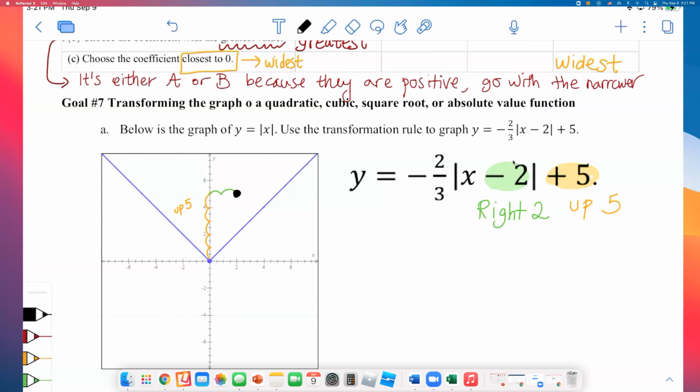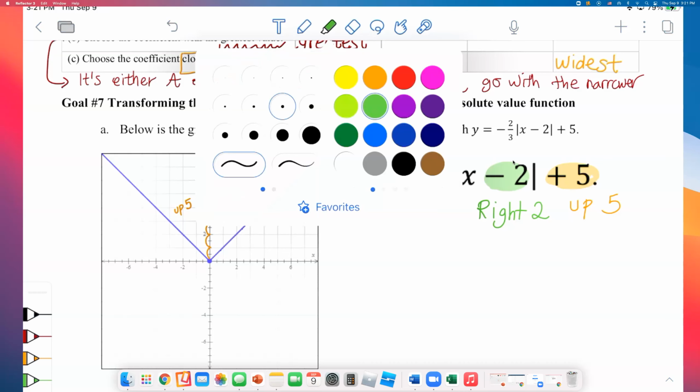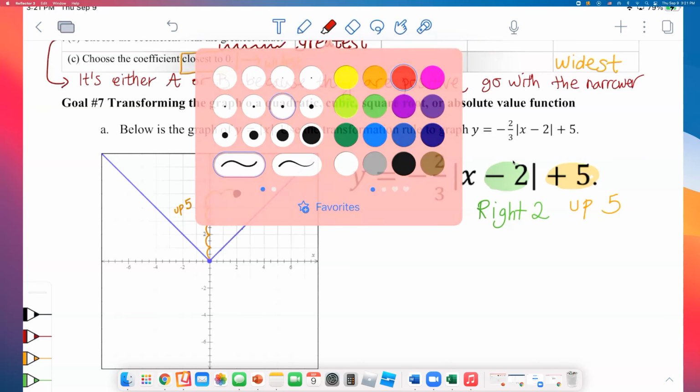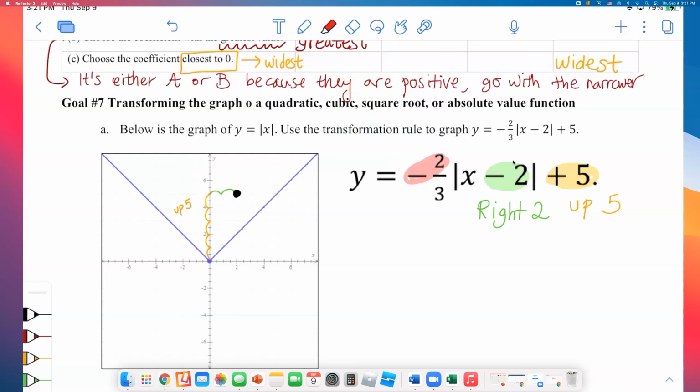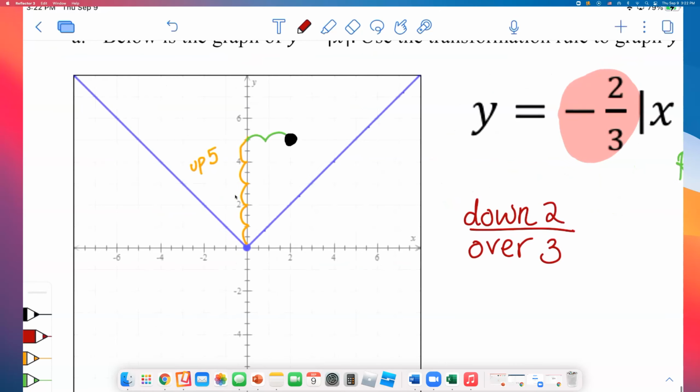But for this problem, I think we can do something slightly different. So take a look. I'm going to go ahead and use this negative 2 over 3. Because this number is negative, this is going to open downward, right? It's going to be flipped, right? But I can do it this way. I can go down 2 over 3. Just plot my second point. So starting here, I go down 2 over 3. Here is my second point.